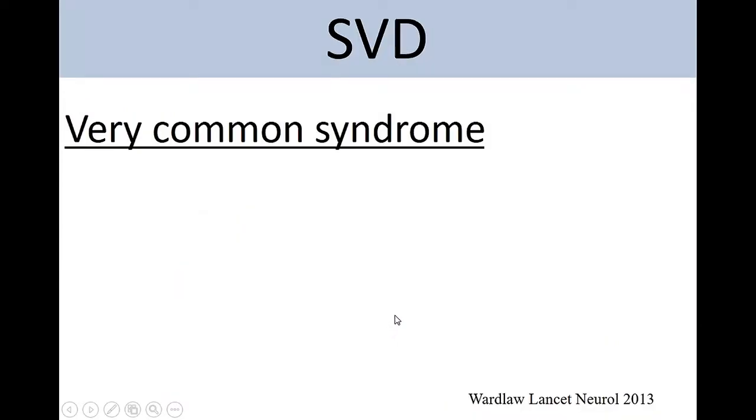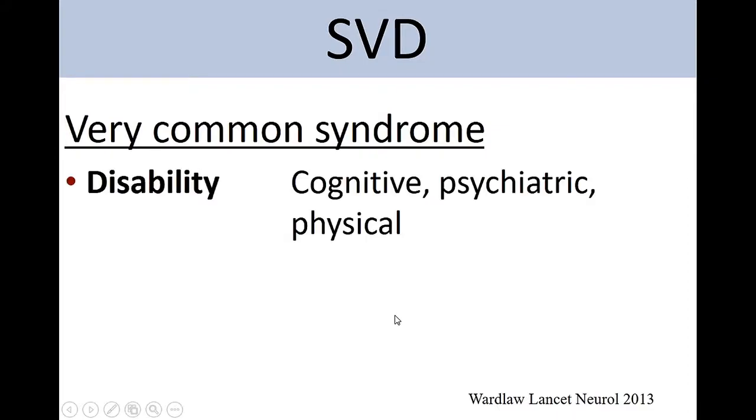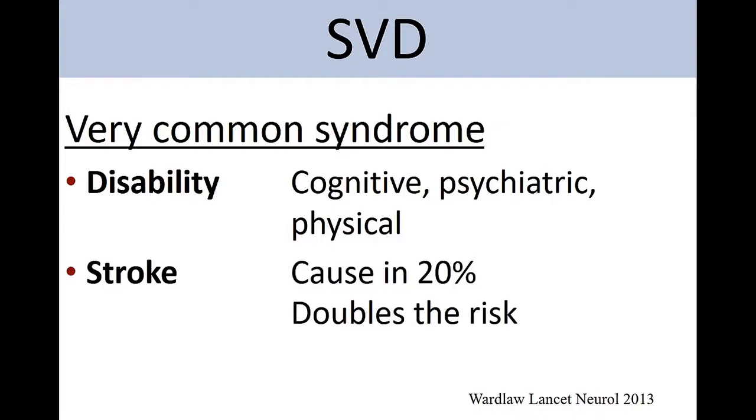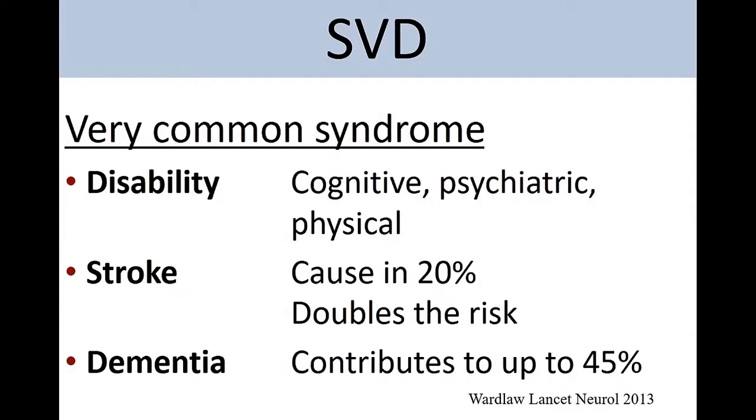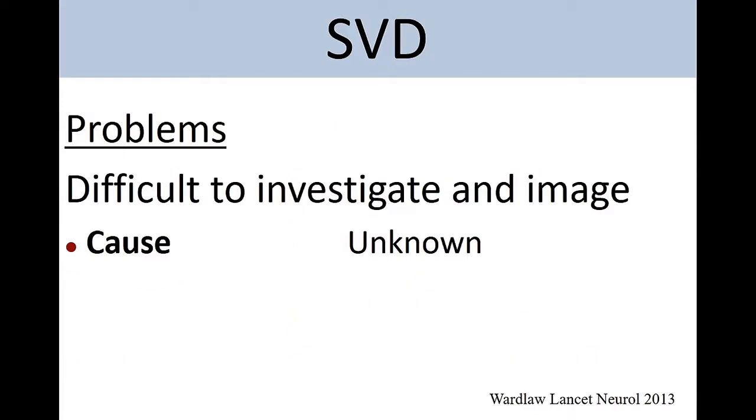So small vessel disease is actually quite a common syndrome. It has a big clinical effect. It's associated with disability, cognitive, psychiatric, physical, so all kinds of disabilities. It's related to stroke in 20% and doubles the risk. So anyone who has evidence of small vessel disease, the chances of that person to get a stroke is doubled. And it contributes to almost 45% of the dementia patients.